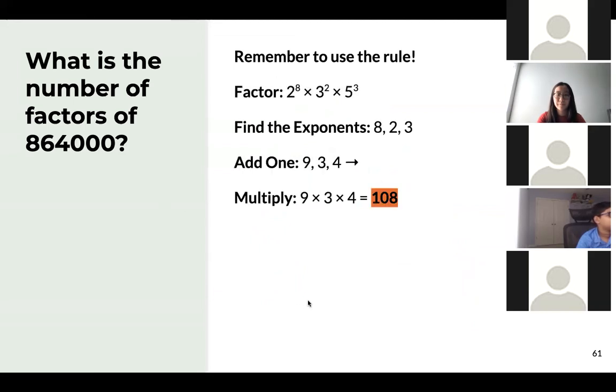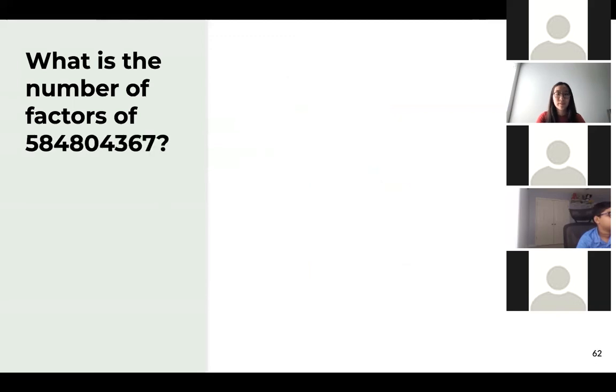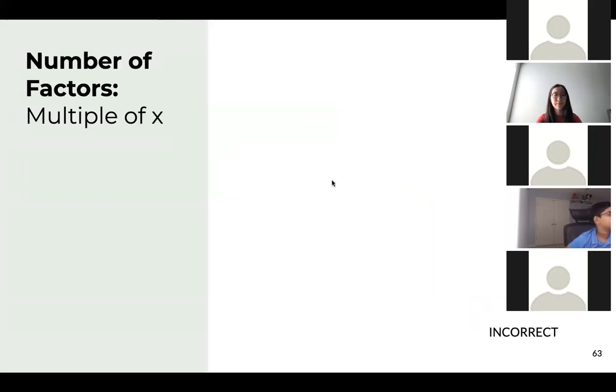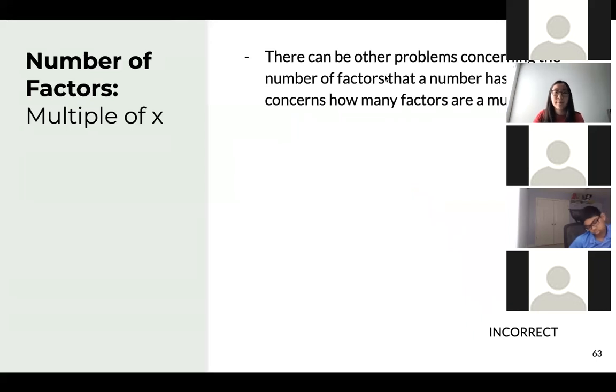Okay, ignore that. All right, so let's just move on. We're going to skip past this one and onto the number of factors, but we're trying to find the multiple of something. So sometimes there will be problems concerning how many factors a number has, but it concerns how many factors are a multiple of some number. So for example, how many factors of 58,480 are even? Or basically, how many of them are multiples of 2?